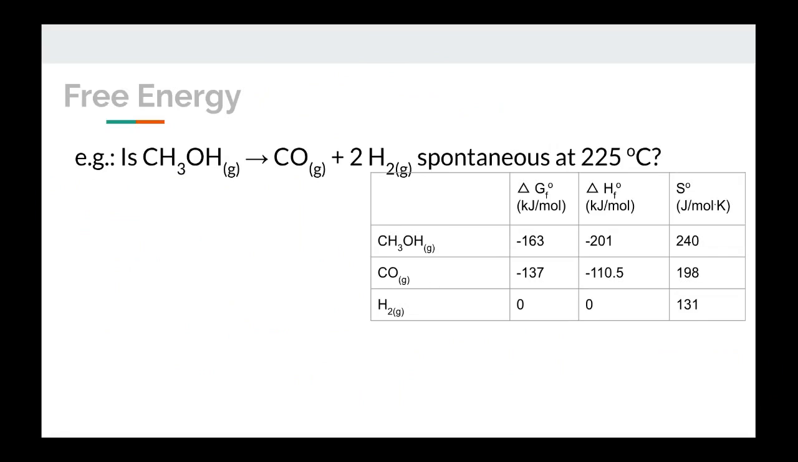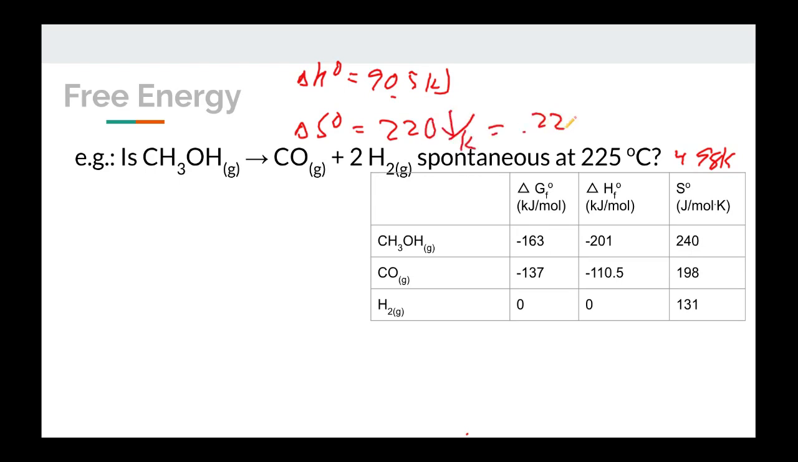Next question, is it spontaneous at 225 Celsius? 225 Celsius is 498 kelvins, so it's gone up from 398, it's another 100 degrees. Remember that delta H was 90.5 kilojoules, and standard delta S for this process was 220 joules per Kelvin, or 0.22 kilojoules per Kelvin. Delta S and delta H are not going to change very much with increasing or decreasing temperature. So we can use the standard values even if the temperature isn't the standard temperature.